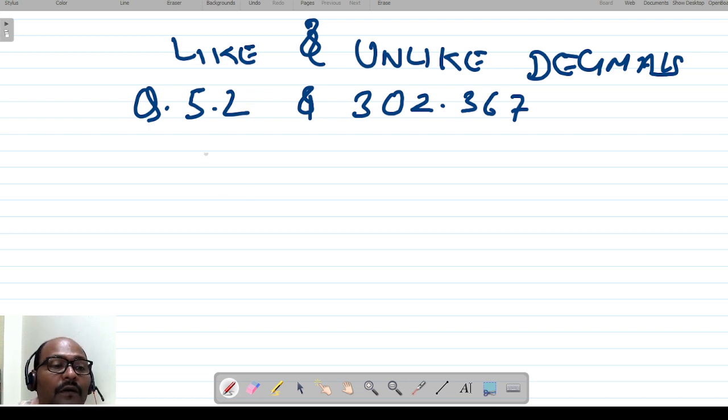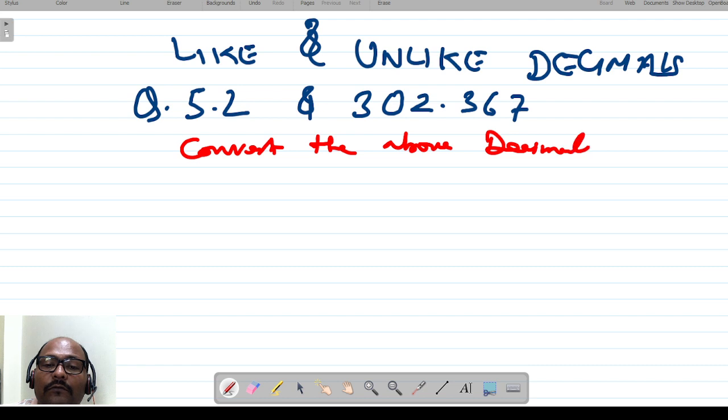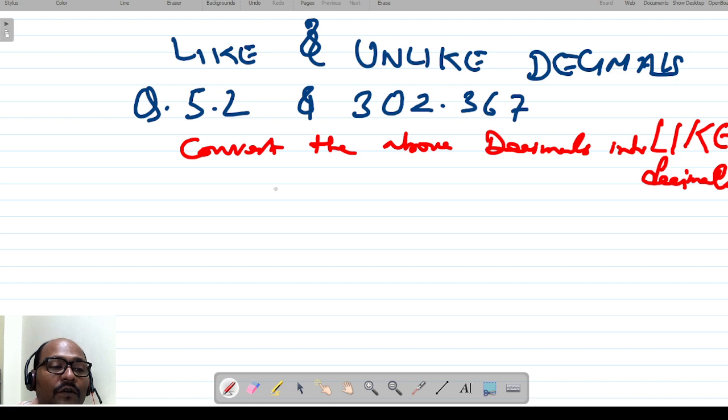We have to convert the above decimals into like decimals. I kept it right. I just wrote it in a bigger font so that you will understand very easily. Just convert the above decimals into like decimals. Okay, so what will we do? 5.2, put it over here.